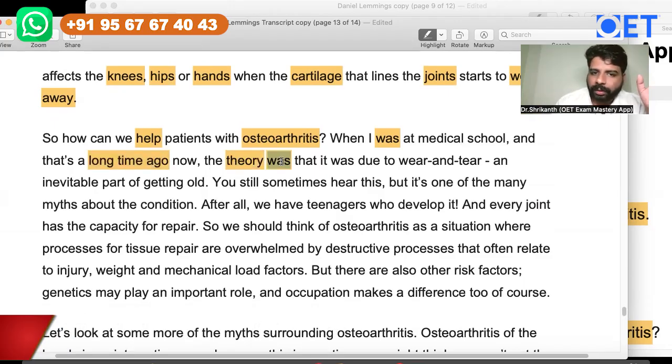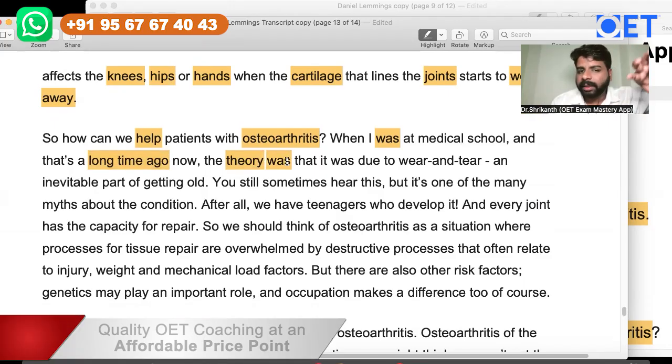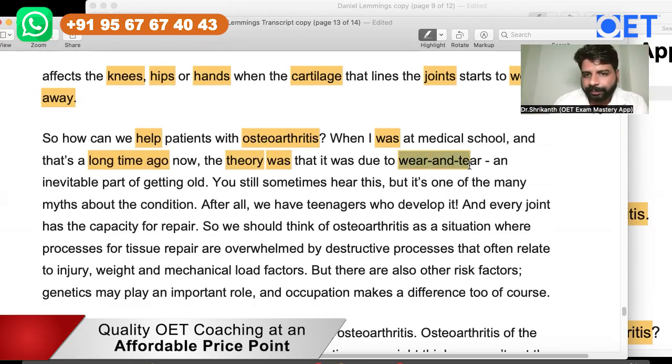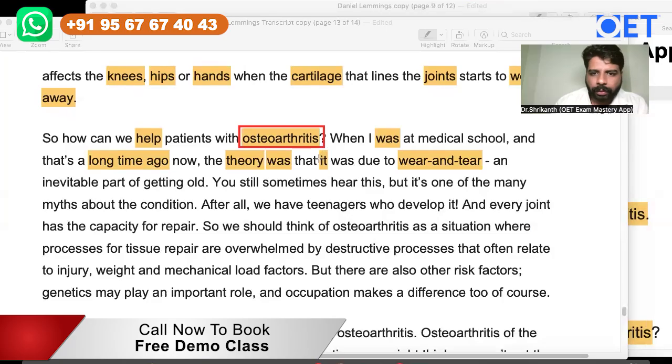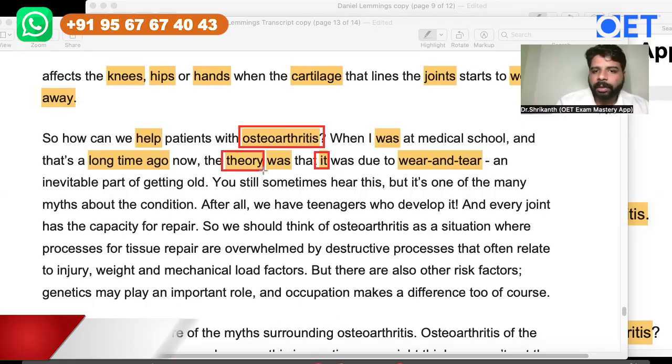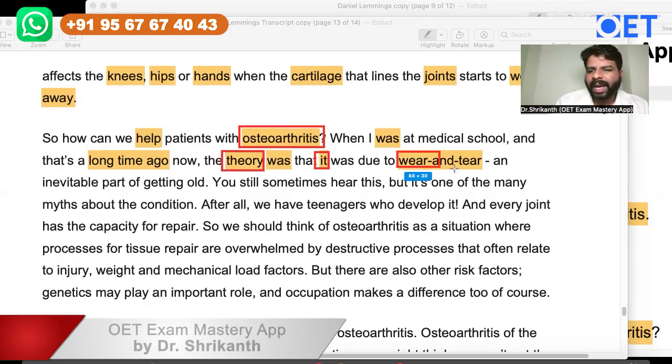"The theory was," okay, there was a theory. Again, this is something that existed in the past, that it was due to wear and tear. Now, what does the word "it" refer to? Here it refers to osteoarthritis. So he's saying when he was a student very, very long time ago, people thought there was a theory. And what was the theory? People thought it was due to wear and tear.